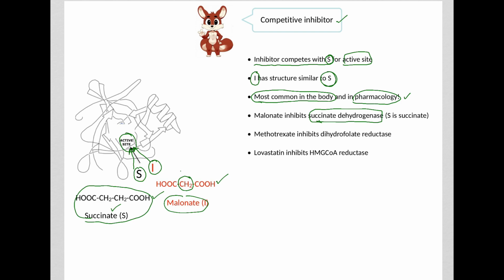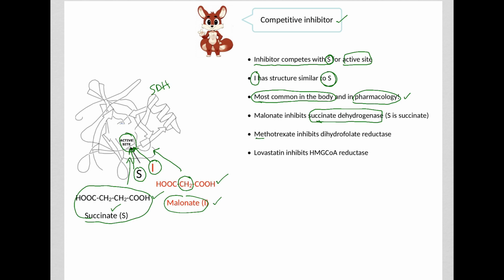So malonate competes with succinate at the active site of the enzyme succinate dehydrogenase, and therefore malonate is a competitive inhibitor of SDH, succinate dehydrogenase. There are also many drugs that work as competitive inhibitors.